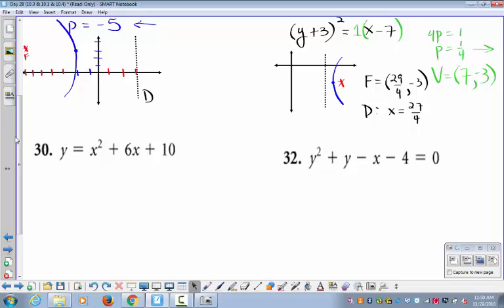Yes, complete the square. Or if you want to be kind of sneaky about it, you can break the 10 apart. Write the 10 as 9 plus 1, and use the 9 as the square.